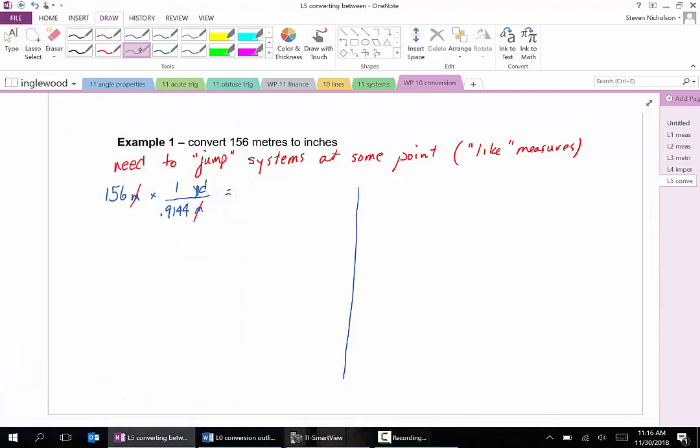So this equals 170.6 yards. Now we are in the imperial system, and in the imperial system, we go yards to feet to inches.